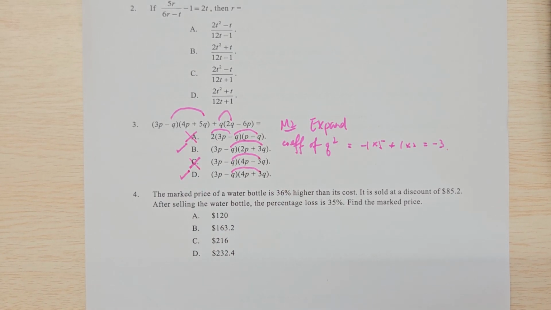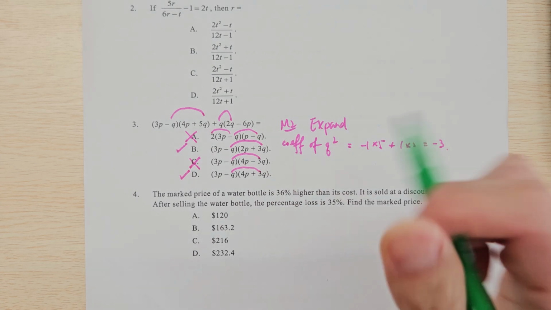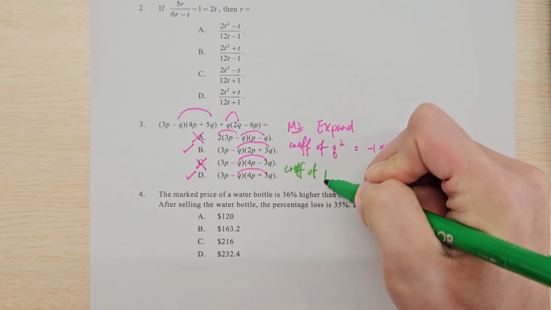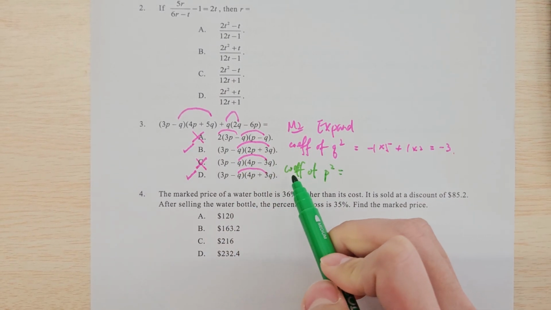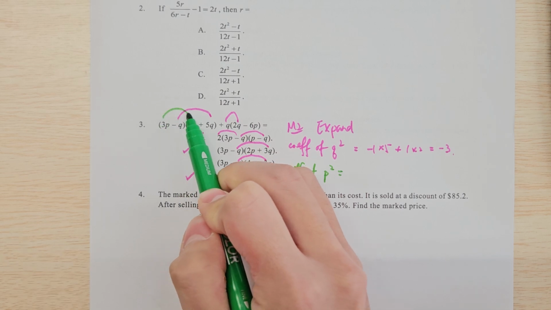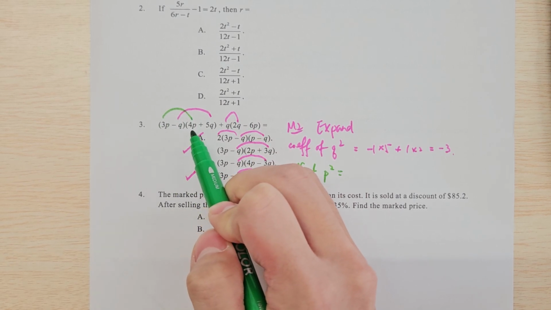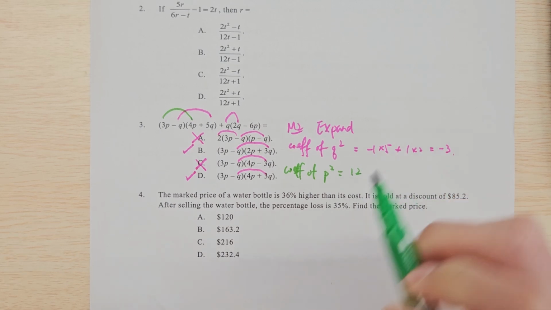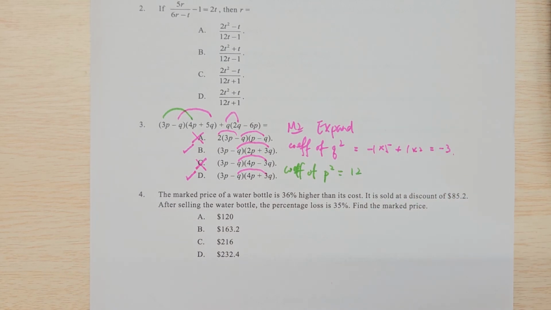So now the answer may be B and D. So how can I distinguish them? So another one, I will look at the coefficient of p squared. So for the coefficient of p squared, I will get 3p times 4p, and I will get the 12p squared. So which answer can I have?